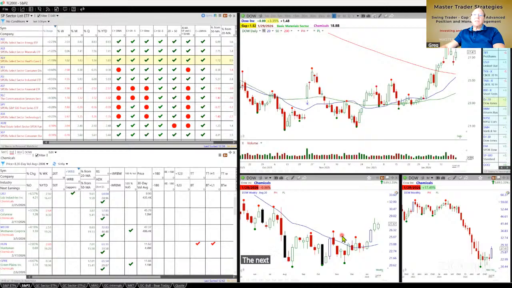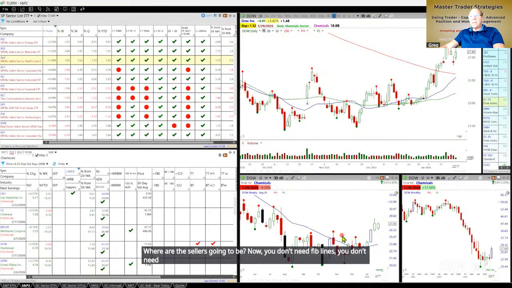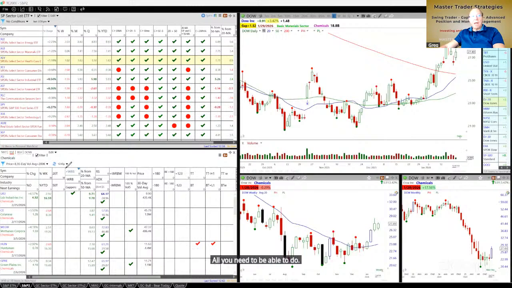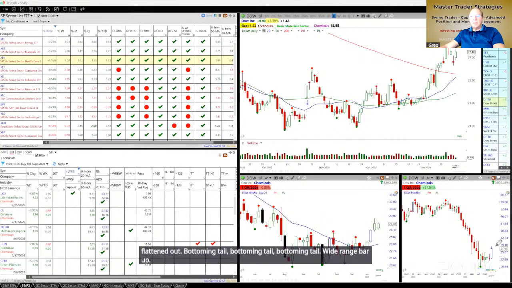The next question is, where's the next reference point of resistance that it is likely to stop at? Where are the sellers going to be? Now, you don't need fib lines. You don't need VWAPs. You don't need anything proprietary. All you need to be able to do is open your eyes and look to the left. That's where the highs are. This has room to go up. The monthly chart has bottomed out. Bottoming tail, bottoming tail, bottoming tail. Wide range bar up.